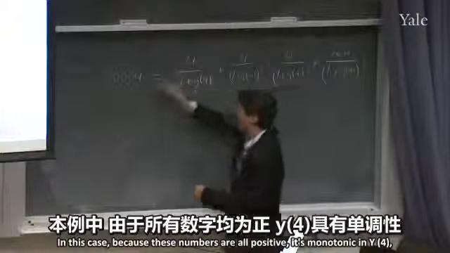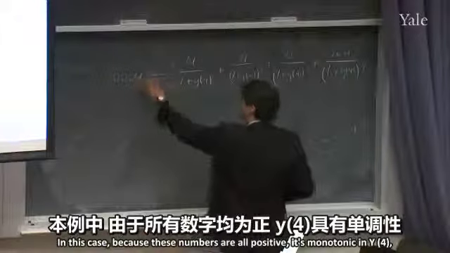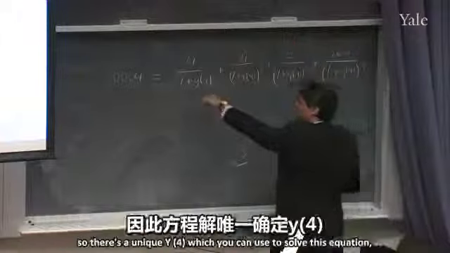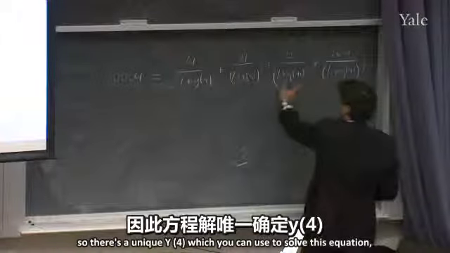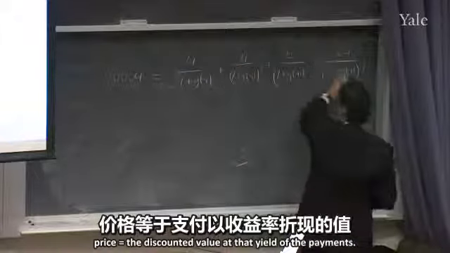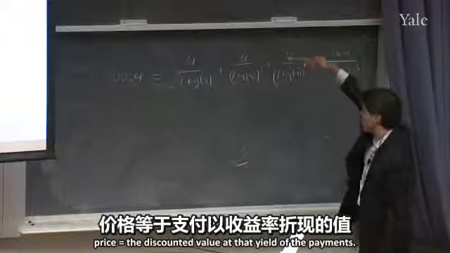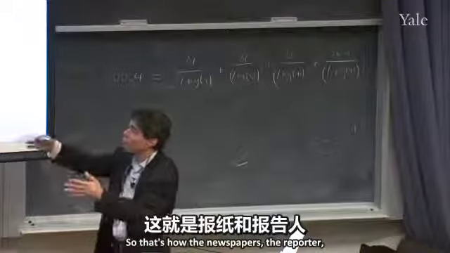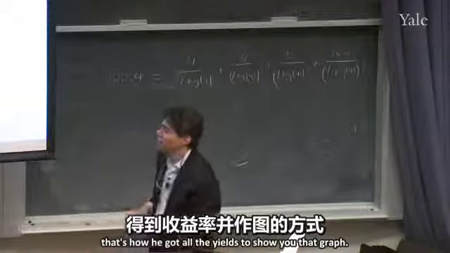Okay, and then in this case, because these numbers are all positive, obviously it's monotonic in y of 4, so there's a unique y of 4, which you can use to solve this equation, price equals the discounted value at that yield of the payments. Okay, so that's how the newspapers, the reporter, that's how he got all the yields to show you that graph.